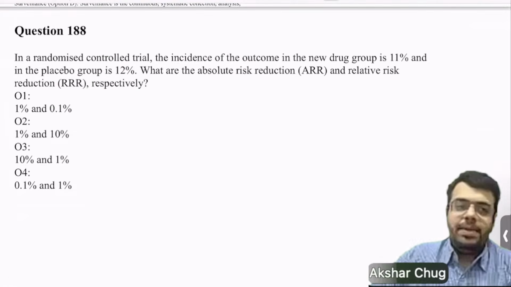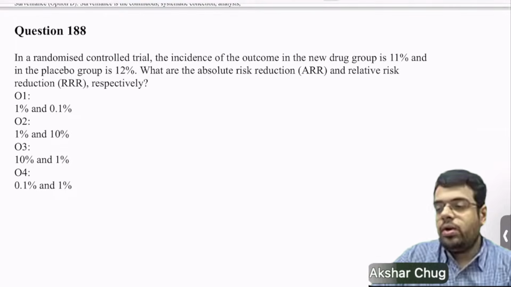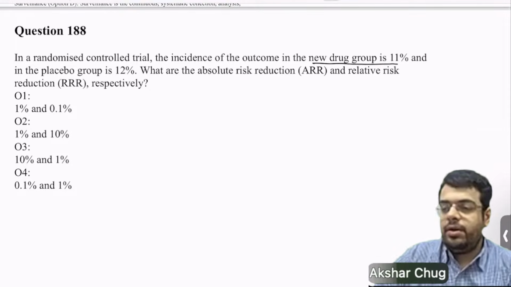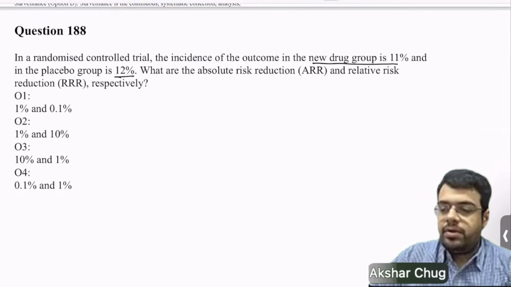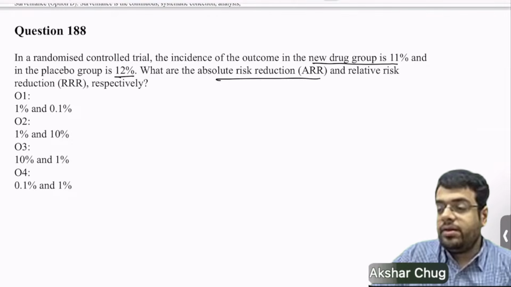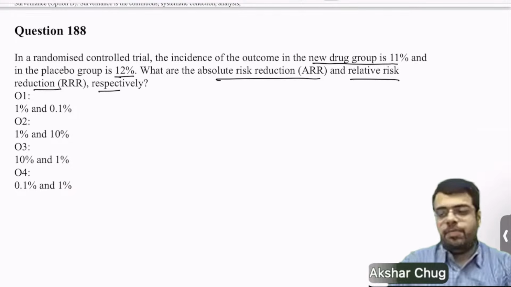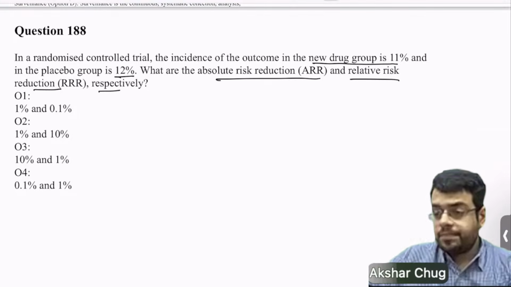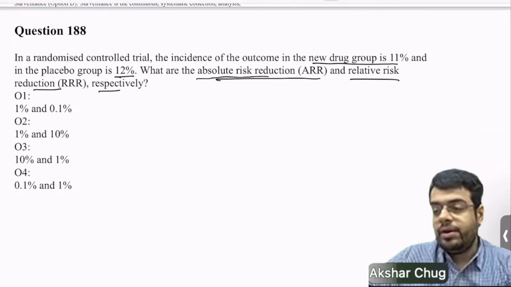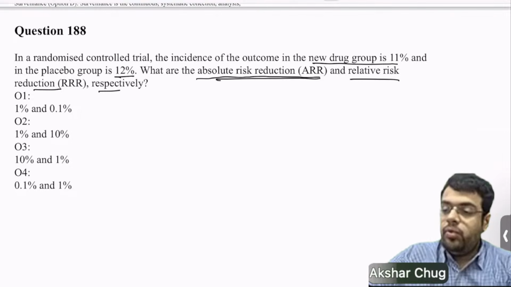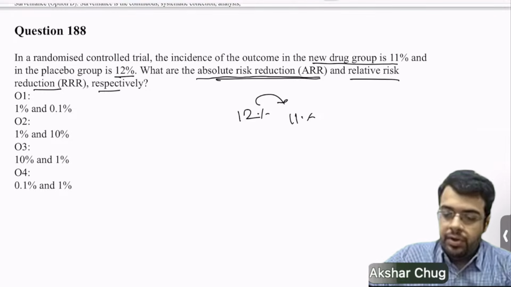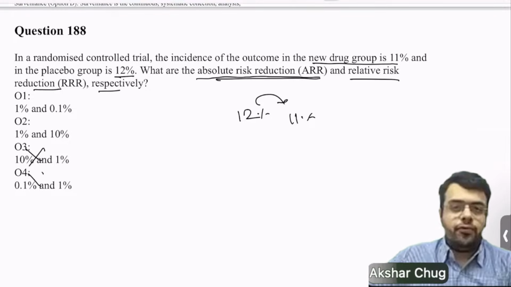In a randomized controlled trial, the incidence of outcome in the new drug group is 11% and in the placebo group is 12%. What are the absolute risk reduction and relative risk reduction respectively? Now, how I will approach this problem is, we are asked about absolute risk reduction. So for new drug, it is 11. For old drug, it was 12. So absolute reduction is 1%. So I could eliminate option 3 and option 4, correct?